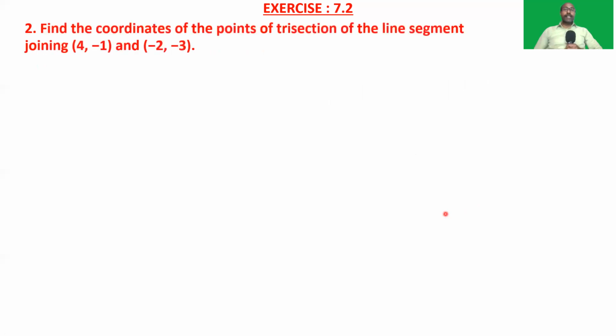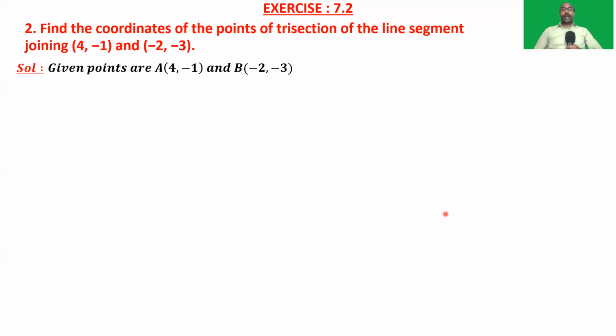Next problem. Find the coordinates of the points of trisection of the line segment joining 4, -1 and minus 2 comma minus 3. So the given points are A 4 comma minus 1 and B minus 2 comma minus 3.